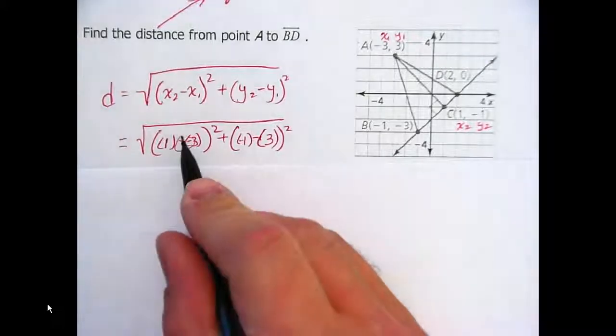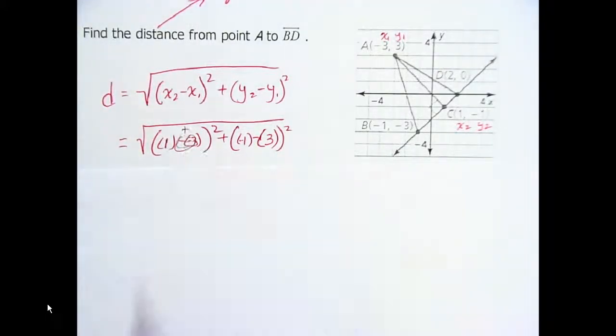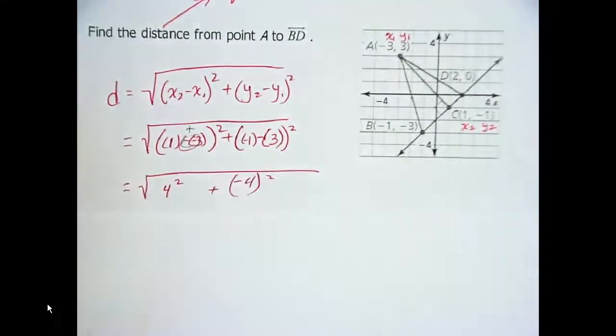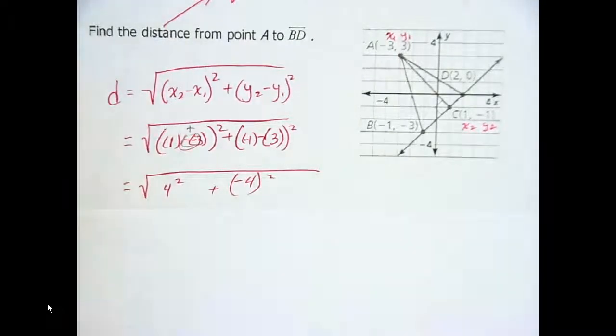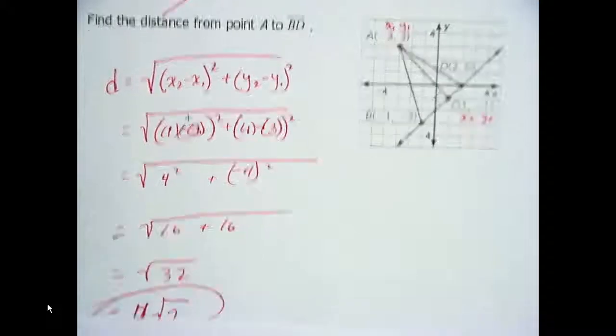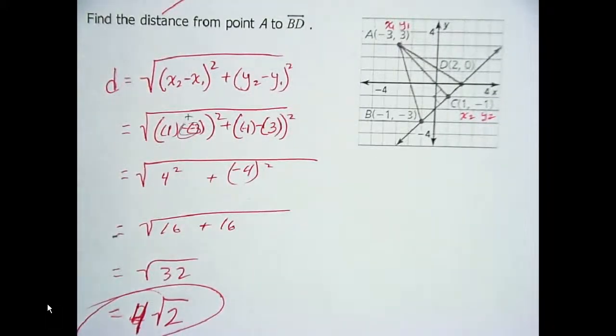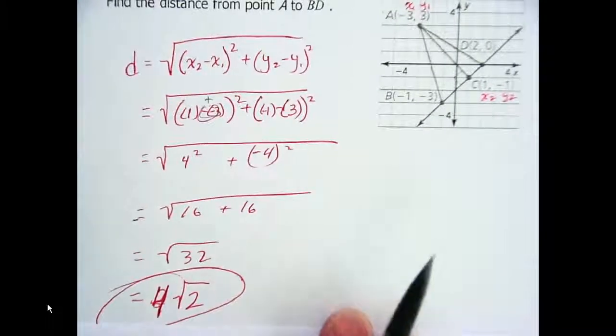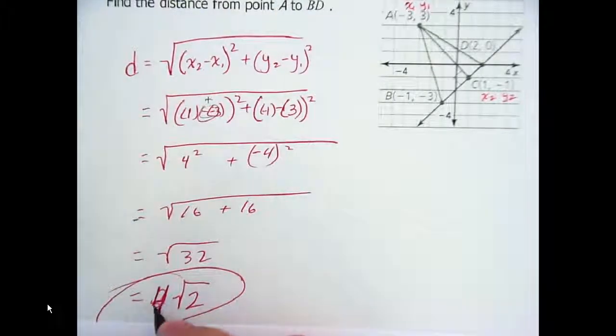Notice this makes a double negative, which makes a positive. And when I do that, I get 4 squared plus negative 4 squared, which is 16 plus 16, which is root 32, which is 4 root 2 when you simplify it. I know that's a messy 4, but I was using a pen last night. I didn't have a pencil. All right, 4 root 2.